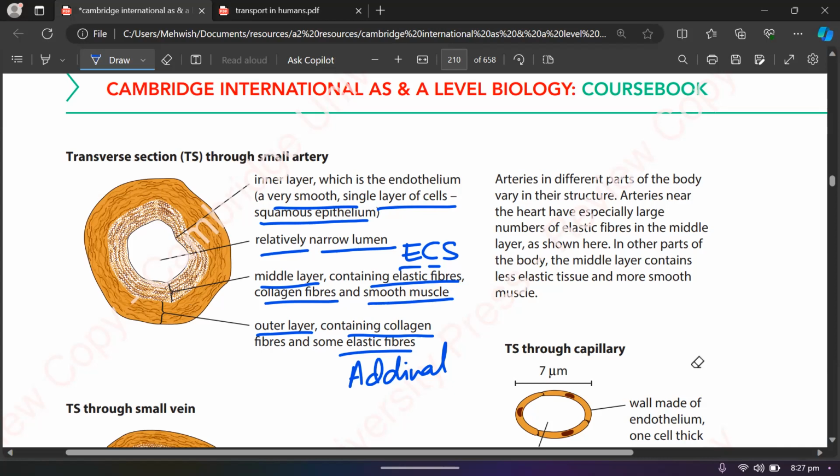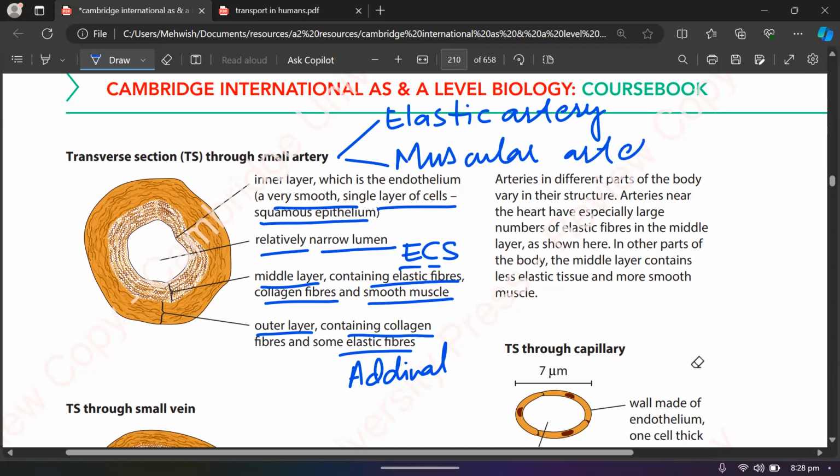And then there are smaller arteries that split and make arterioles, and when they reach some organs, they become muscular arteries, right? So arteries can further be divided into two types. Number one, there are some arteries called elastic arteries, and there are some arteries called muscular arteries. What do we mean by this?